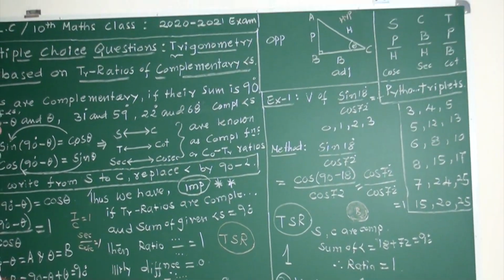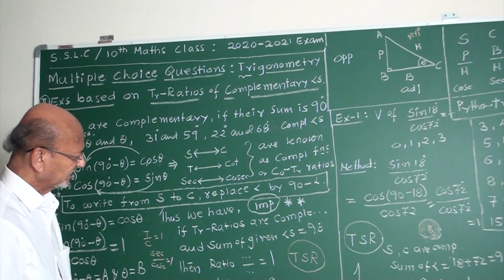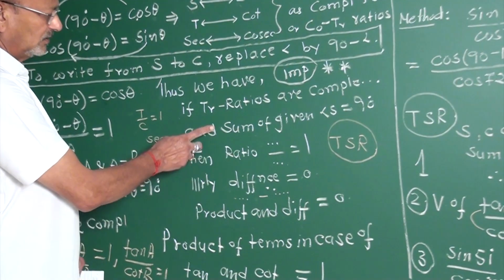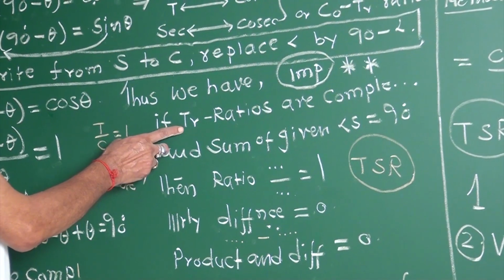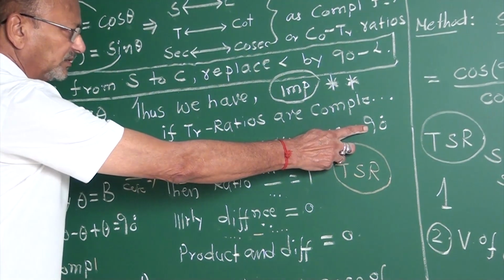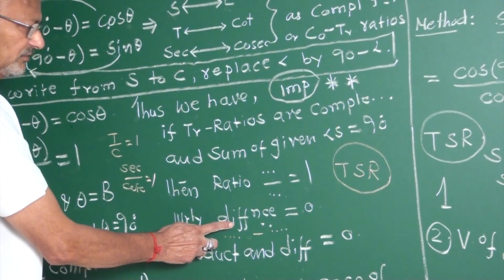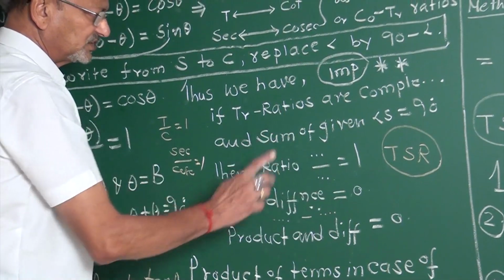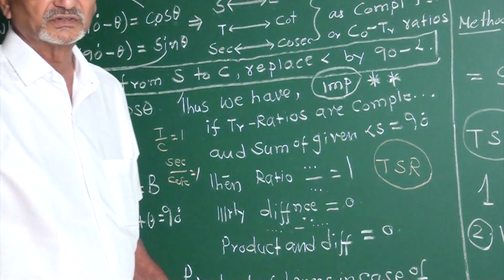Yes, my friends, I go with the next type. The difference is 0 when both are complementary. The sum of angles must be 90 in case the difference is what? 0. Ratio is 1, difference is 0. I do examples.